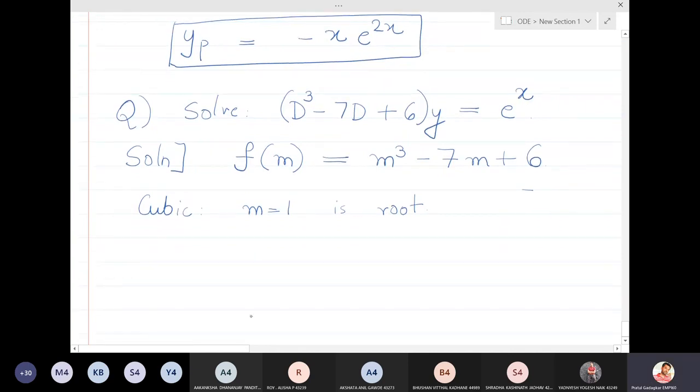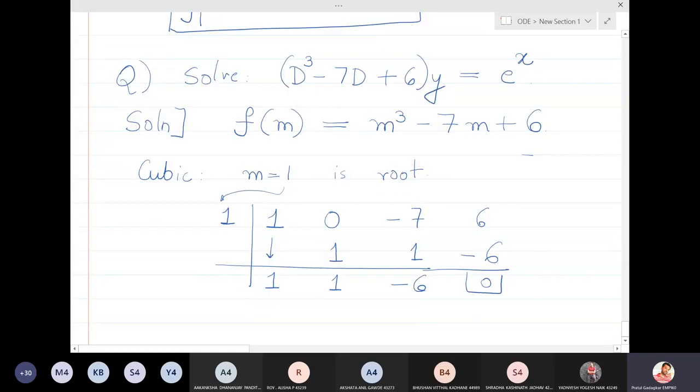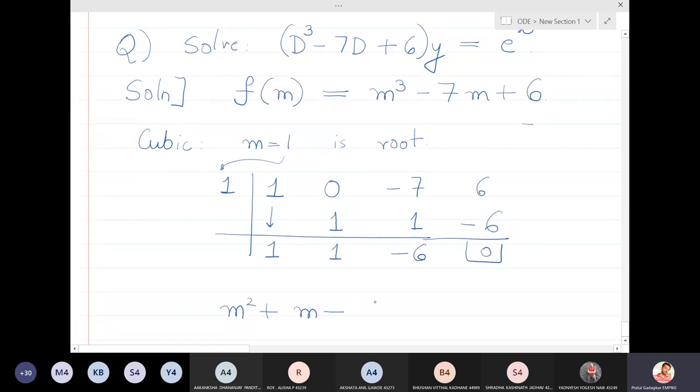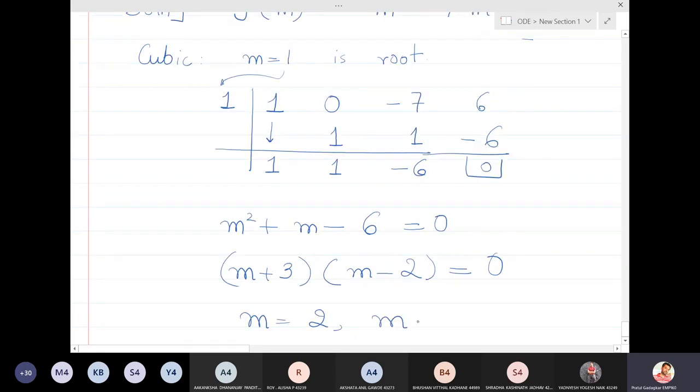The other two roots I will find by synthetic division. 1, the coefficient of D square is 0, minus 7, and 6. With root 1, this will be 1, the addition is 1, minus 7 plus 1 is minus 6, and this is minus 6, and this is 0. So I'm getting m squared plus m minus 6 is equal to 0, which is (m plus 3)(m minus 2) is equal to 0. So the roots are m is equal to 2 and minus 3. So I got three roots, m equal to 1, m equal to 2, and m equal to minus 3.